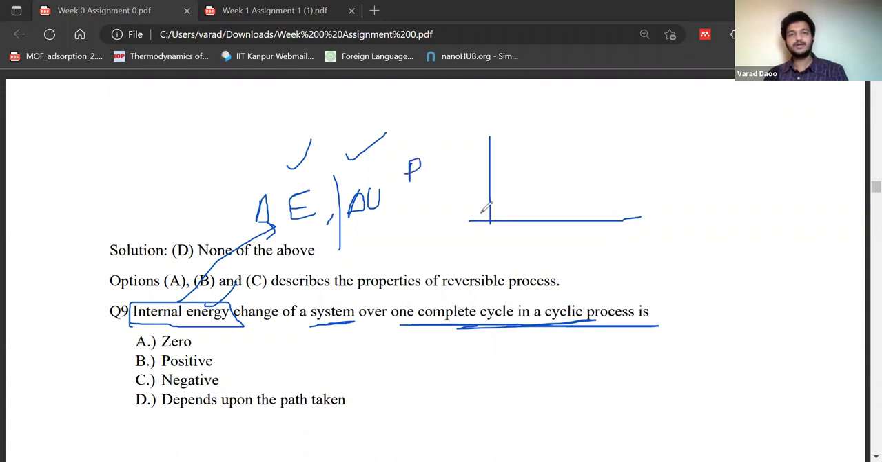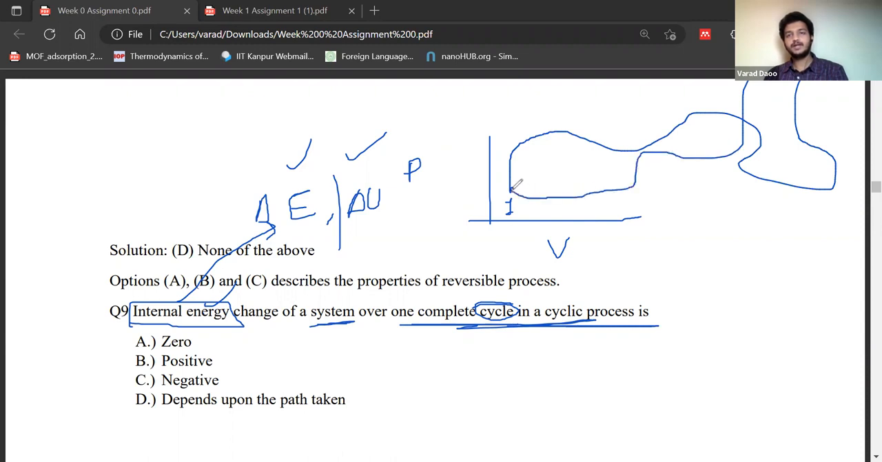So let's say we have a P and V diagram, and this is the initial point. So cyclic, we know from the word cycle. Cycle means we start from one point, we do something, and then we again end up at the initial point. This is essentially the requirement for a process to be called a cyclic process. We start at some point and then we end up there. So this is a cyclic process. Let's say this is the starting point.